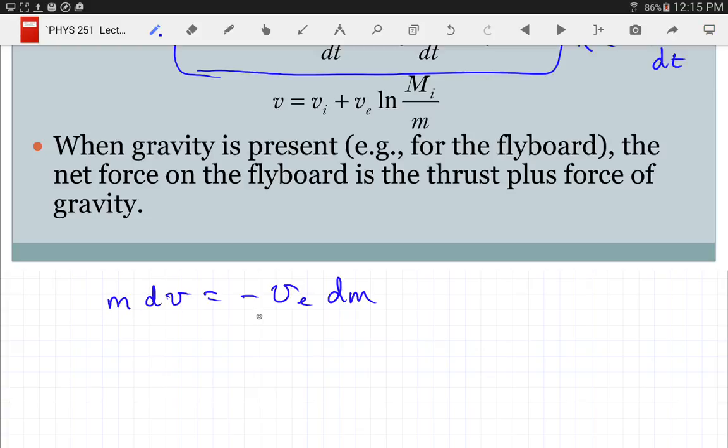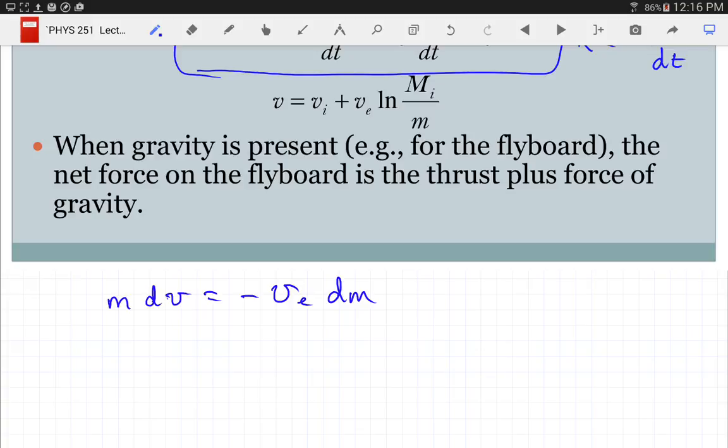So I have m dv is equal to minus ve dm. I want to solve this for v. What have we done in the past with a differential equation like this? We separated the variables. So what are the two variables? m and v. Now notice v sub e is a constant. That's the speed of the exhaust with respect to the rocket. That's a constant, so that's not one of my variables.